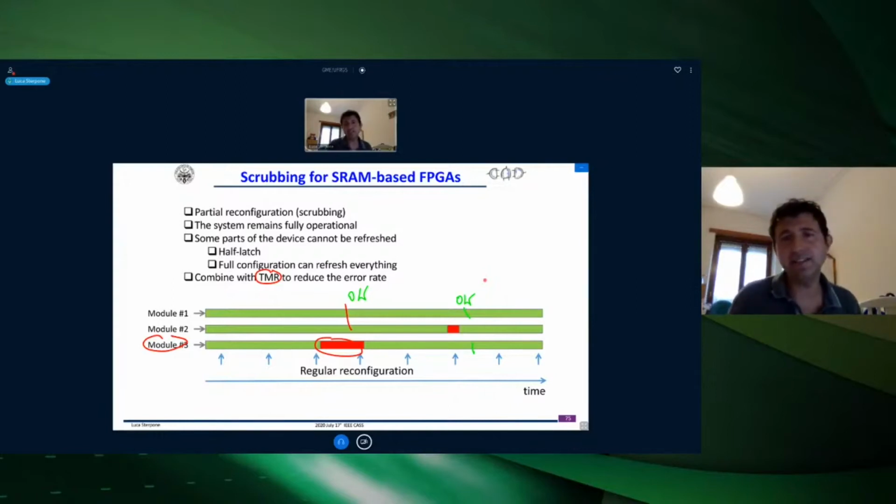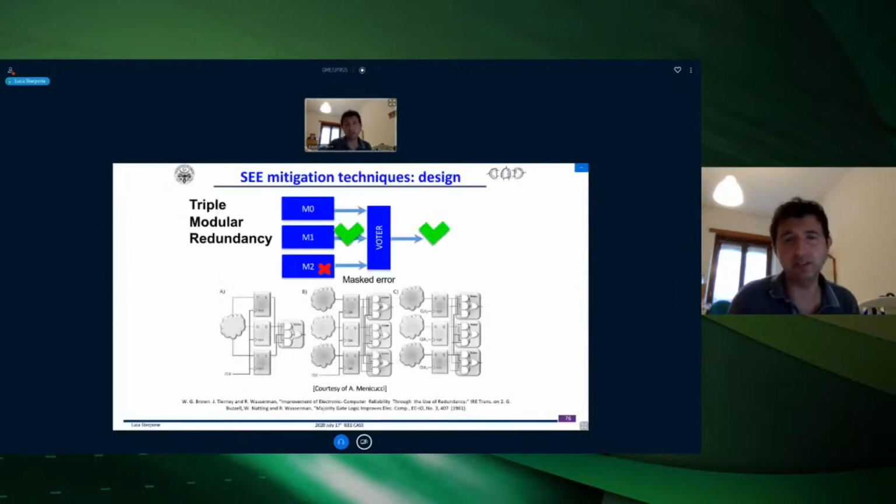So the suggestion here is to apply TMR, but with the partial configuration. And in this way, you are able to protect the implementation of your circuits. TMR is a widely known technique. I just report here the fact that the structure is with different types of scenario, because you can have 3 modules and you will have a voter.